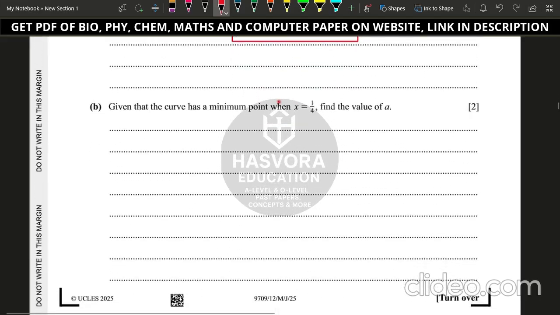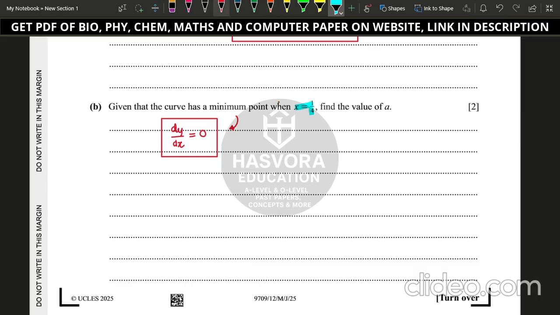Now part B says that given that the curve has a minimum point. Remember that whenever we have a minimum point, we have a vertex, a turning point, the dy by dx is 0. Remember this. So it has a minimum point, it has dy by dx 0 when x is equal to 1 by 4. So find the value of a.